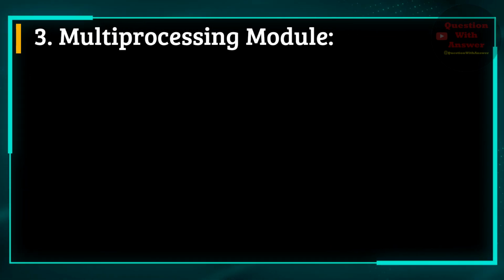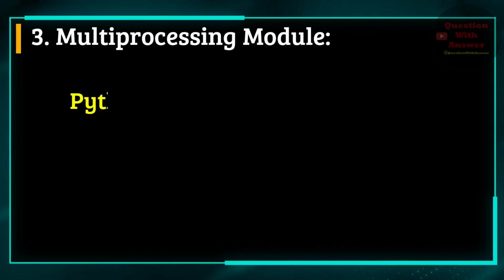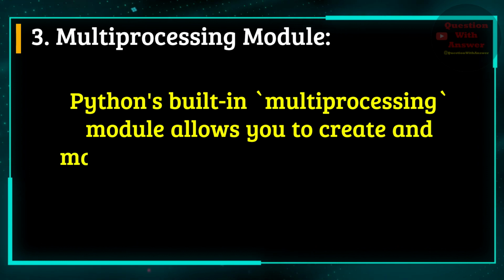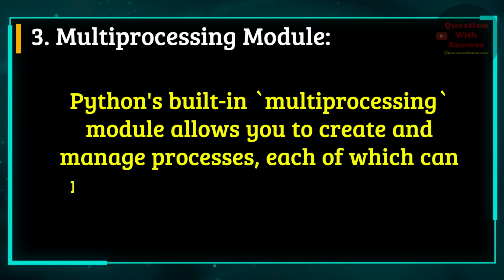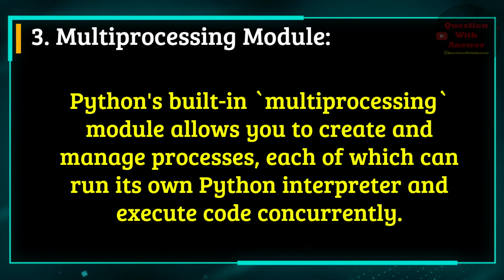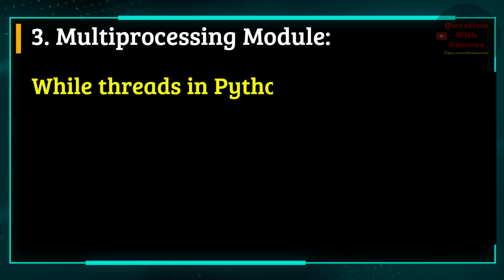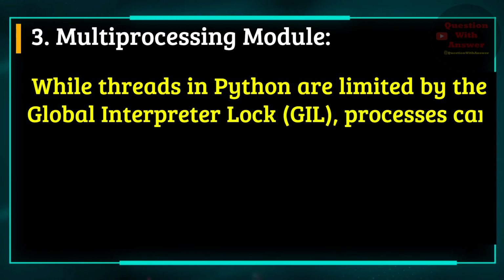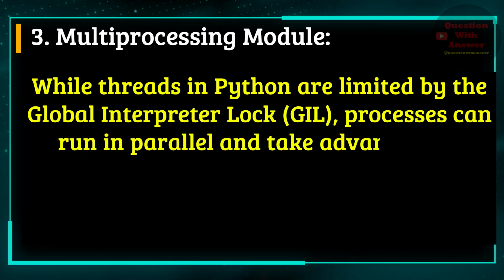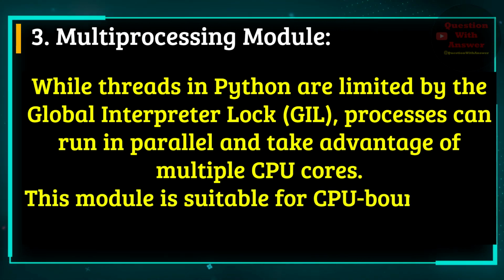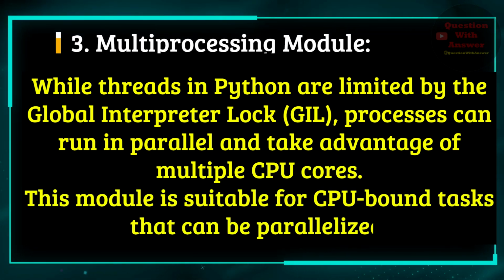3. Multiprocessing module. Python's built-in multiprocessing module allows you to create and manage processes, each of which can run its own Python interpreter and execute code concurrently. While threads in Python are limited by the Global Interpreter Lock (GIL), processes can run in parallel and take advantage of multiple CPU cores. This module is suitable for CPU-bound tasks that can be parallelized.